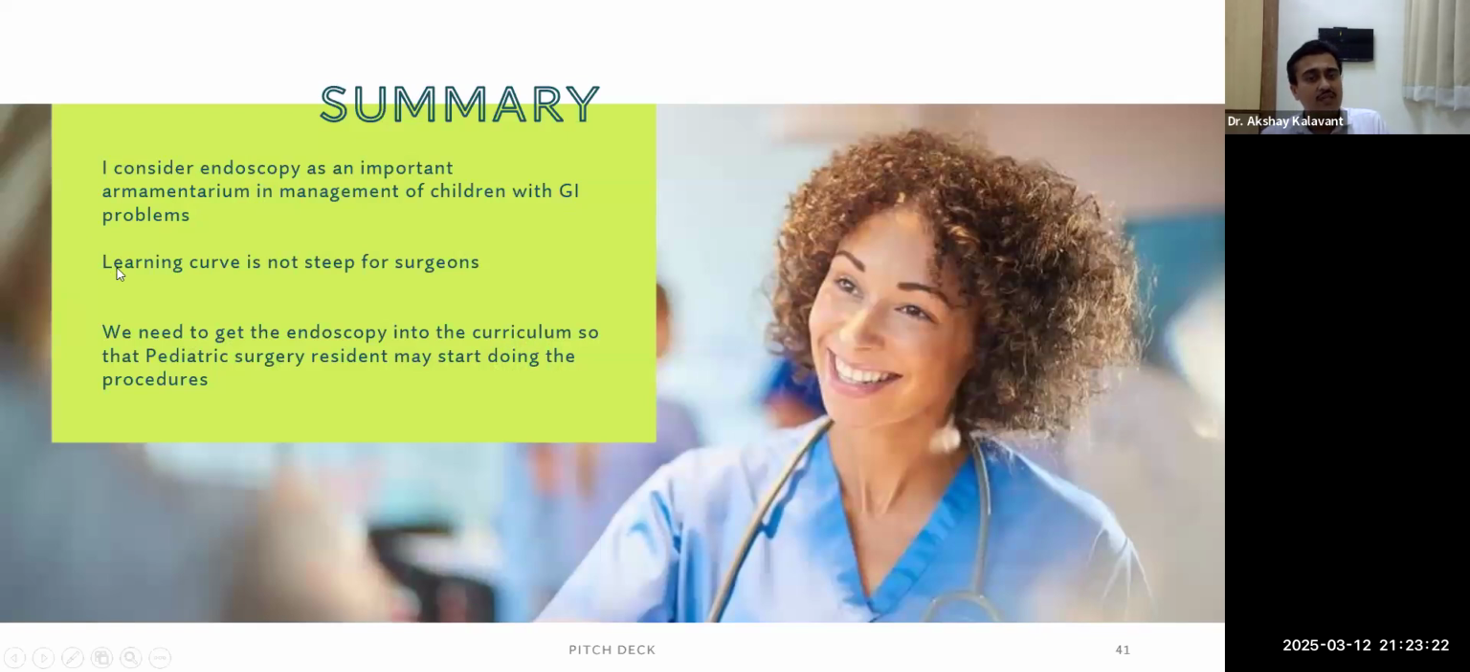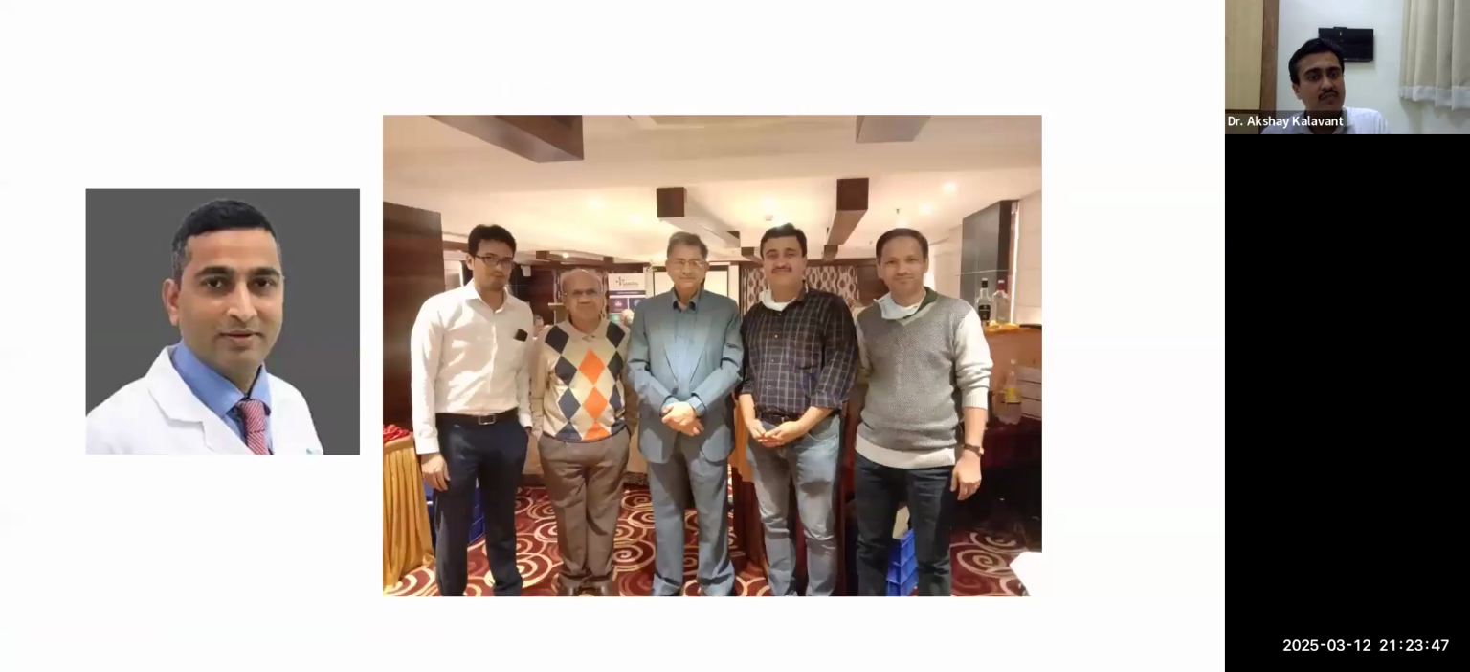So the learning curve is not steep for a surgeon. That's what I want to stress here, because we have already been exposed to different types of scopies. It's not difficult for us. We need to get endoscopy into the curriculum. I'm requesting all the teachers who have visited this, so that all the residents, by the time they pass out, can have scopic skill, and they can build their further practice on that.